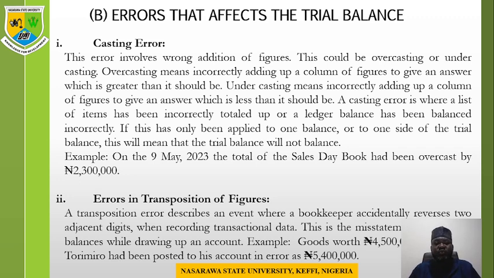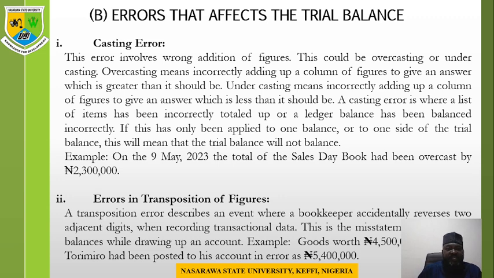On the 9th of May 2023, the total sales day book had been overcast by 2,300,000. By this, you're saying if your sales day book is overcast, it means it's more than what it should be. If your sales day book is more than what it should be by 2,300,000, what it means is that the credit side of the trial balance is overstated by 2,300,000. And what it means is that the debit side will be short of that particular figure. And because of that, the two sides of the trial balance will certainly not be the same.